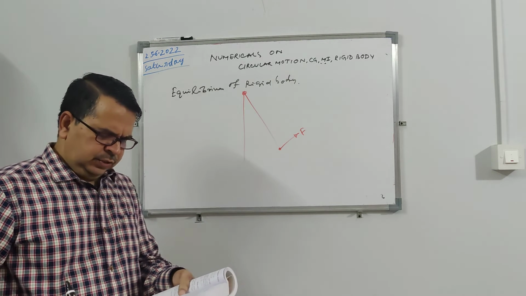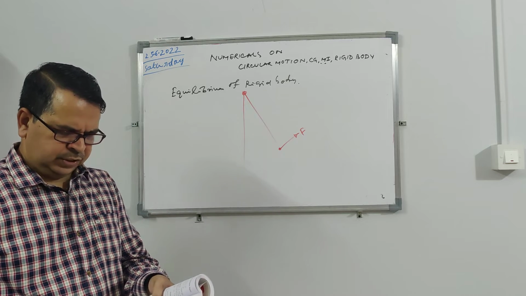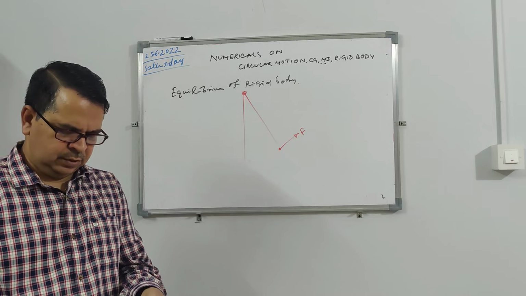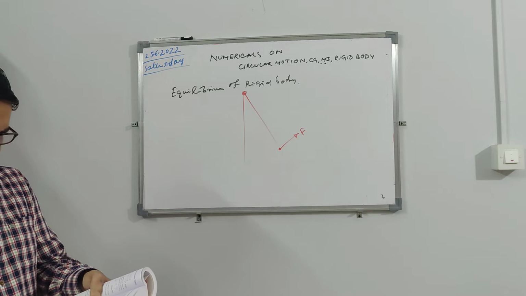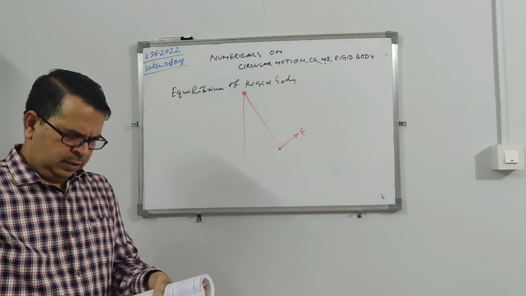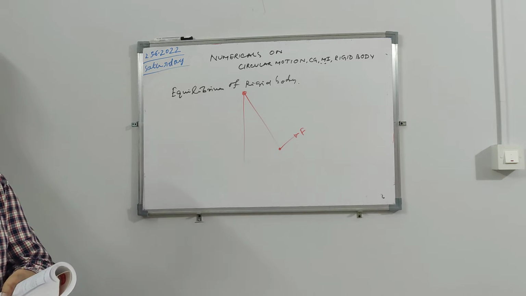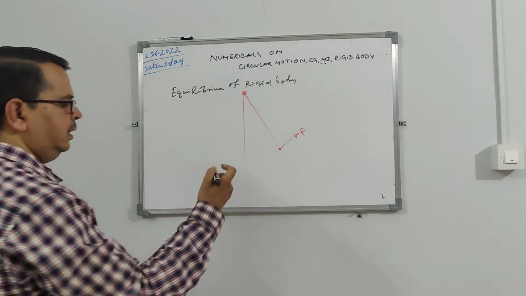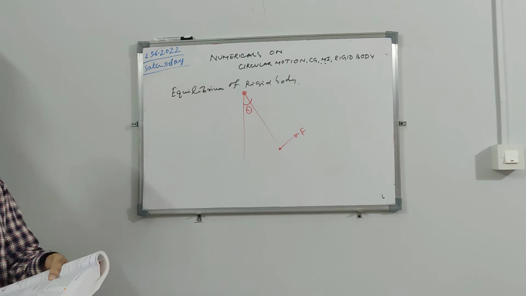Let's say there is a bar which can swing like a pendulum. If a force F is applied perpendicular to the lower end of the bar, as shown in the figure, what is the value of F in order to hold the bar in equilibrium at an angle theta? So this is theta.